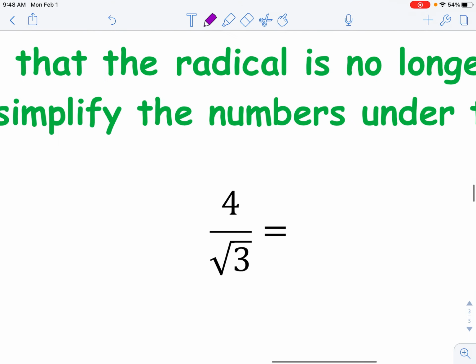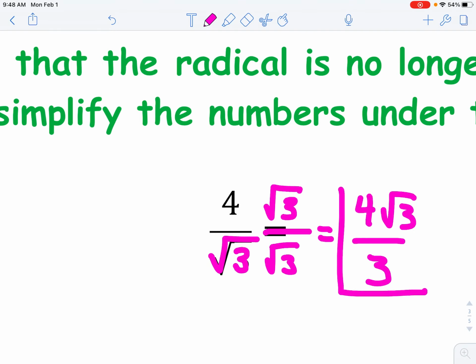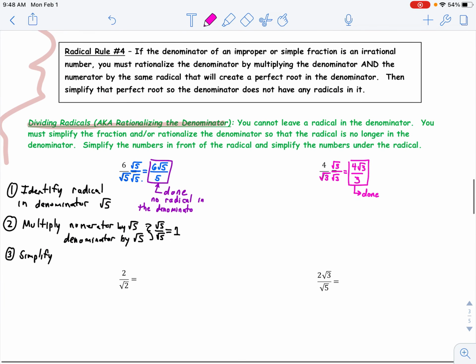All right, now 4 divided by radical 3. Step 1, identify the radical. That's it, boom. Now we're going to multiply both top and bottom by radical 3, and then simplify. 4 radical 3 over 3, boom, I'm done. Again, why are we doing this? We're laying a foundation. This is going to help us learn some other stuff as we progress through Unit 7, right triangles. A lot of radicals happen in this unit, so that's why we're practicing this.